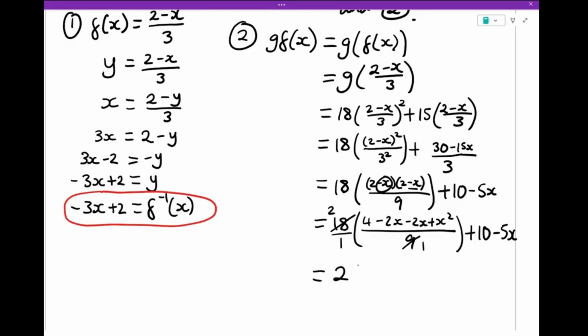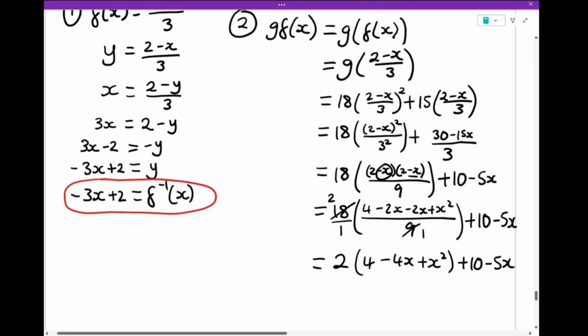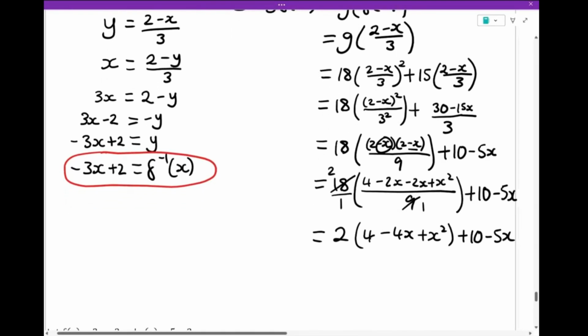Then inside my bracket, well, we got 1 in the denominator, so we don't have to write that in, because when we divide by 1, we just get left with the numerator. So I just have to simplify my numerator, which is going to be 4. And then we've got negative 2x, subtract 2x is negative 4x. And then finally got the positive x squared, which I can write in like that. And then close bracket, and we got our final terms to write in. Plus 10, subtract 5x. So this is already looking better, because we don't have any fractions left over. Okay, this looks like it's going to simplify down to a quadratic.